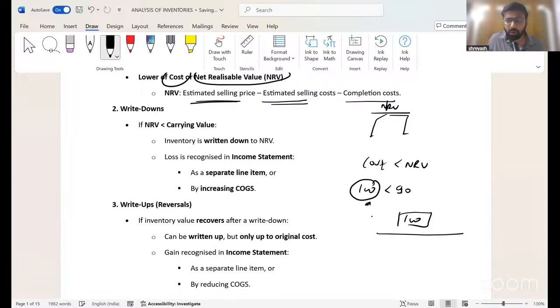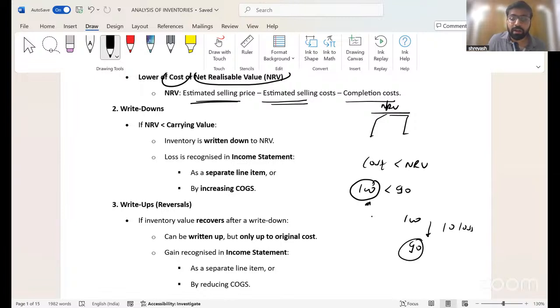All right, sir. 100 is what it is shown as. But ideally, sir, NRV is lower, so it should be shown at 90. So from 100, I have to bring the value of inventory down to 90. That means 10 rupees is my loss in the value of the asset, which is inventory.